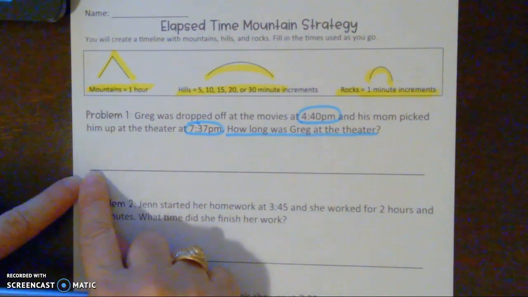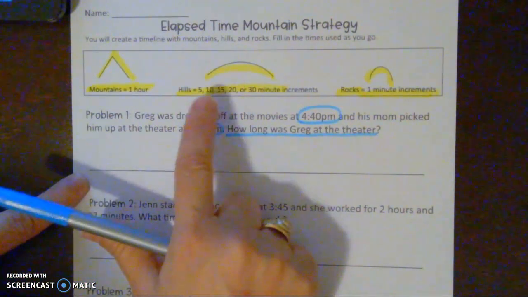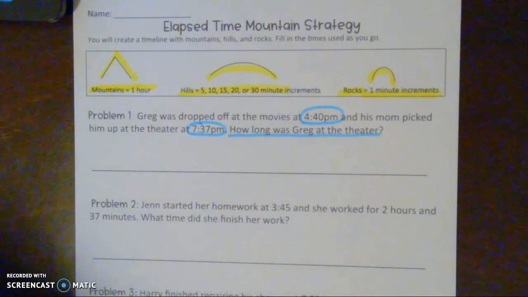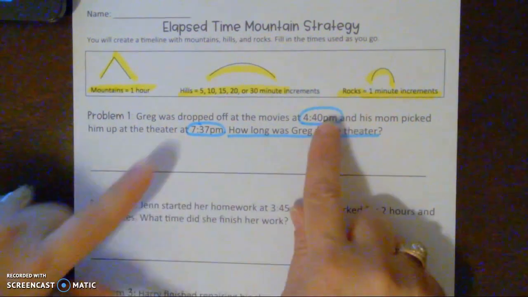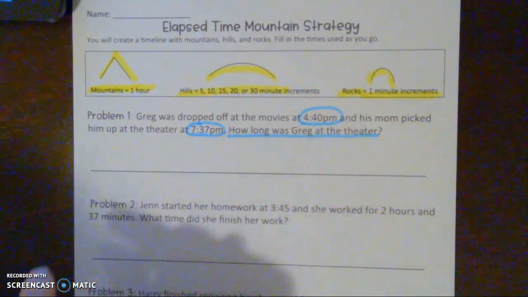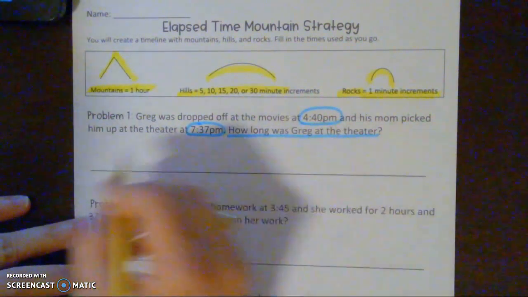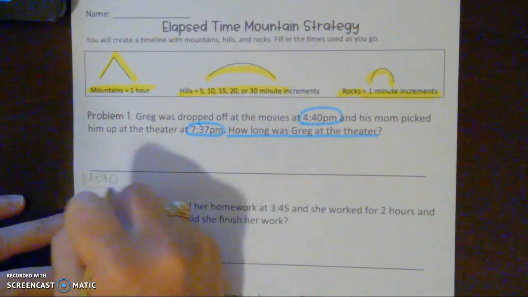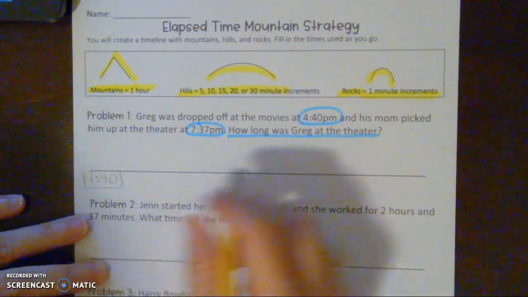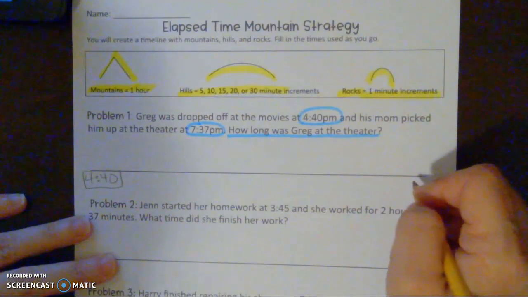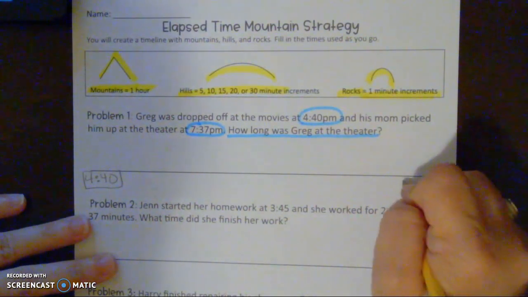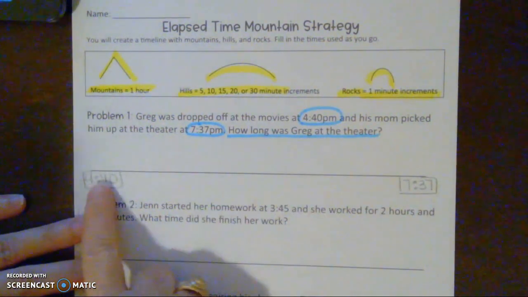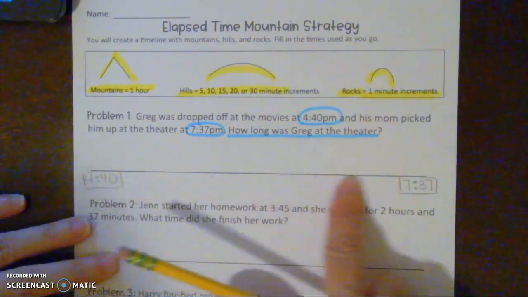So you're going to start with your number line. This is what you're going to draw in your notebook if you don't have this paper printed. You're going to start with your number line going across the page, and this is for problem number 1. We want to start with the 2 times that we know from the story. So we're going to write 4:40 at the beginning of our number line. That is our start time. And then our end time is going to be at the end of our number line, and we're going to write here 7:37. Now we need to figure out how much time went from here to here.